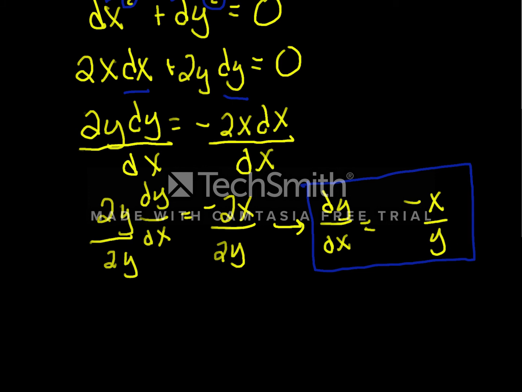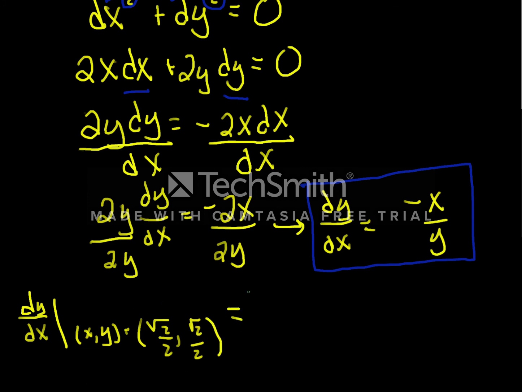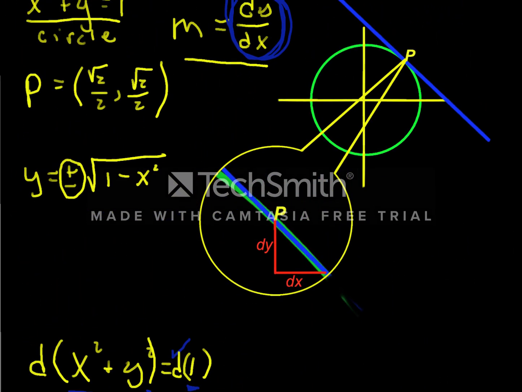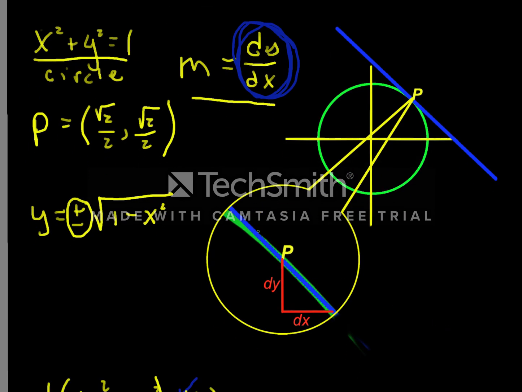And so at the point that I'm interested in, at the point root 2 over 2, I can calculate that the slope of the curve dy dx at the point x, y equal to root 2 over 2, root 2 over 2, is equal to, so I'm going to put root 2 over 2 in for x and root 2 over 2 in for y, since they're the same here. So it's going to be negative root 2 over 2 divided by root 2 over 2, which is equal to negative 1. So our slope, back to the original problem, at this point is negative 1.